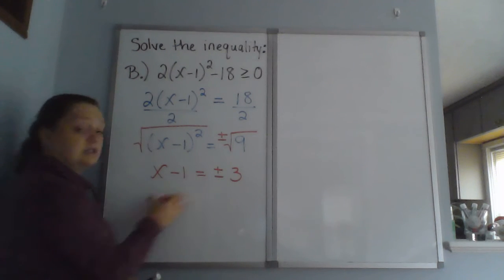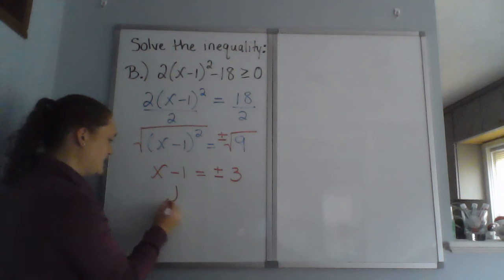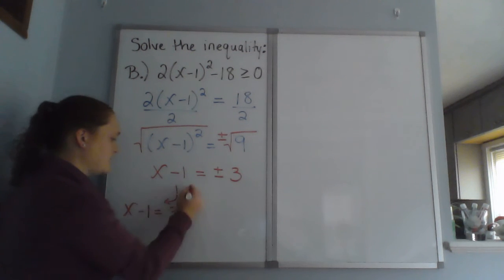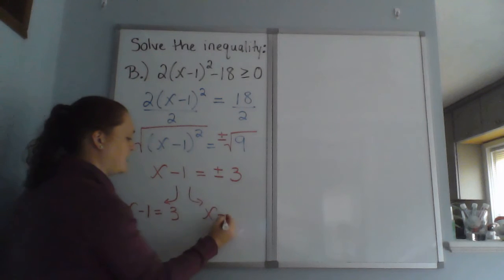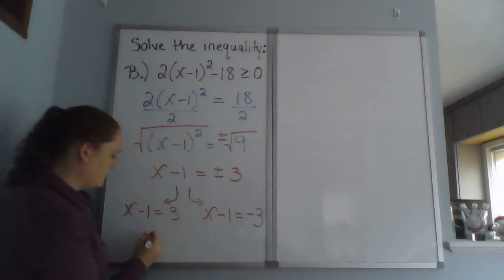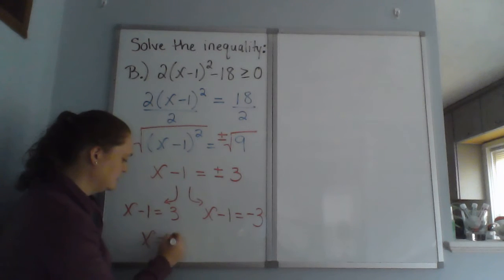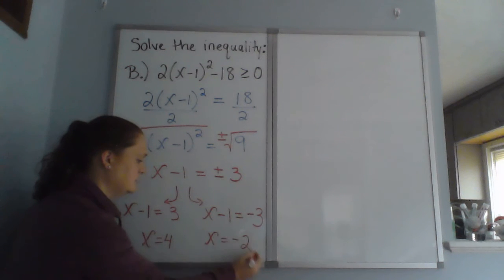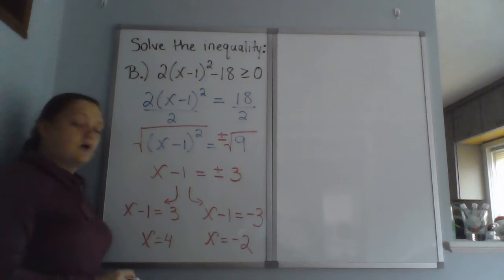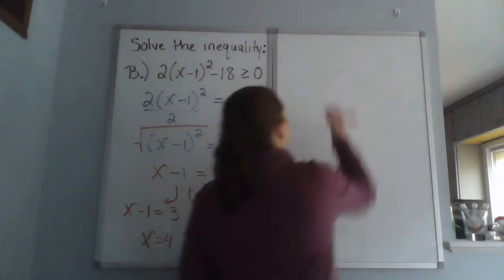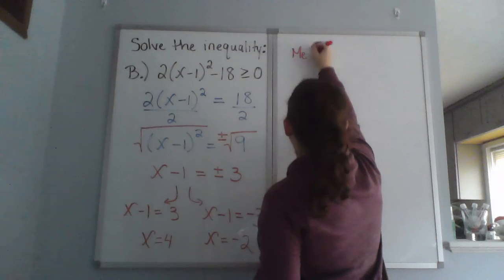And now because it's all integers, I can split it into my two cases, where I have x minus 1 is equal to positive 3, and x minus 1 is equal to negative 3. Add the 1 over to get x equals 4. Add the 1 over to get x equals negative 2. So those are the two numbers that are going to go on our number line to set it up for our test values. Okay, so this was our method 2.